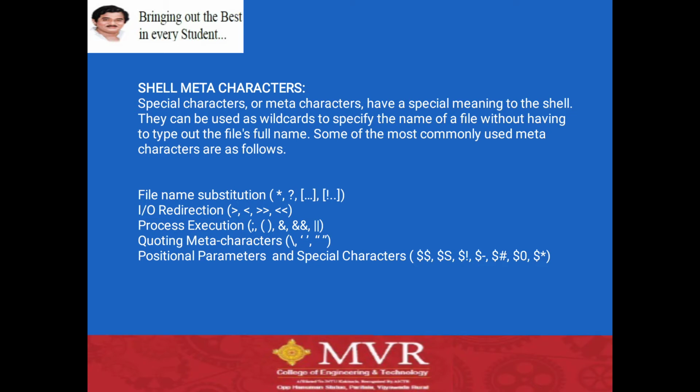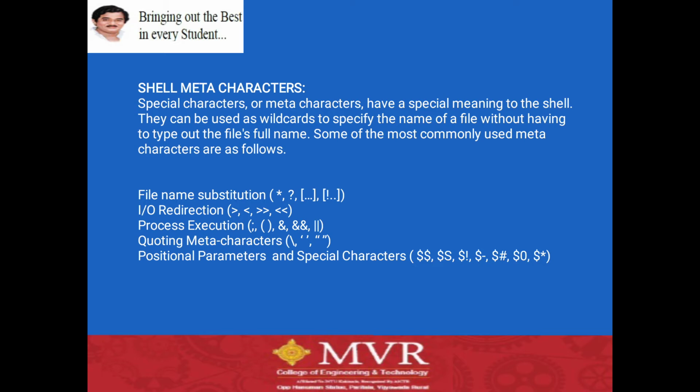So don't get confused. Meta characters are nothing but, in C language, keywords. As you are aware, in C language there are 32 keywords. Those keywords have special meanings, so except for that meaning, we cannot use them as a file name or something else.